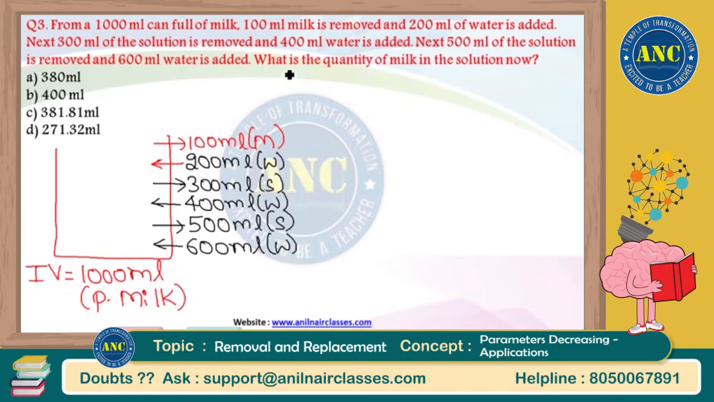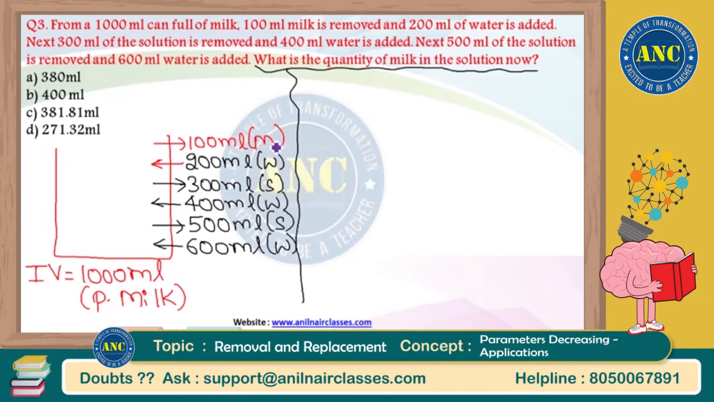Your simple question is, what is the quantity of milk in the solution right now? Final quantity of milk is the question. Now see here, sir. All the 6 numbers are different. Beautiful logic. Same method as what I taught you. I will explain once again.